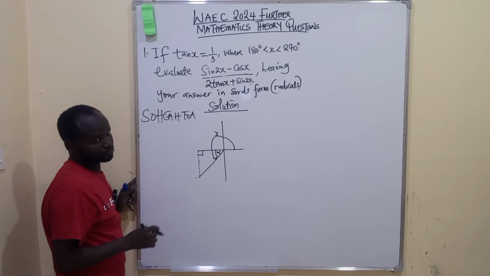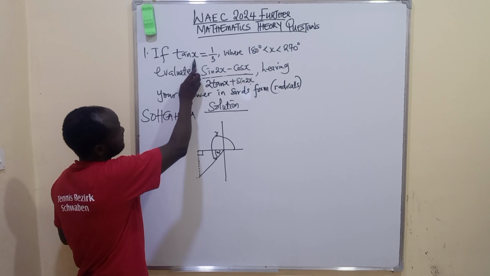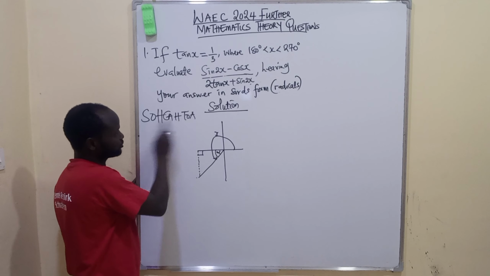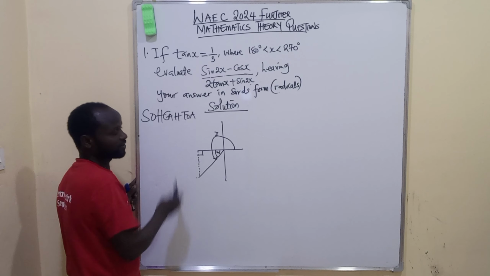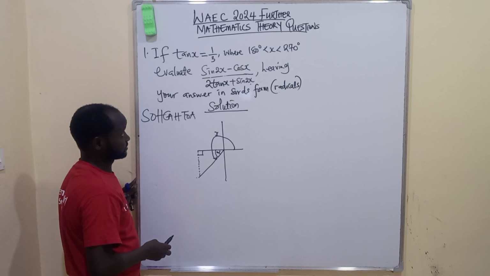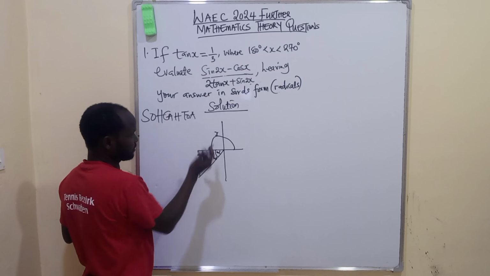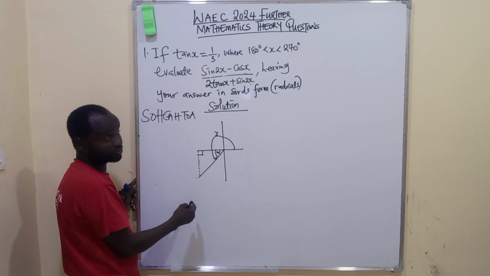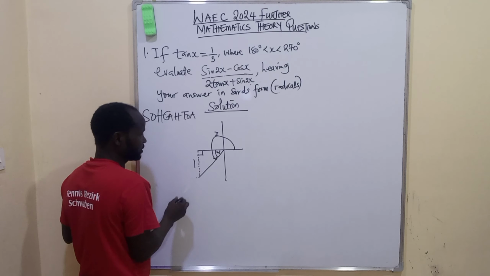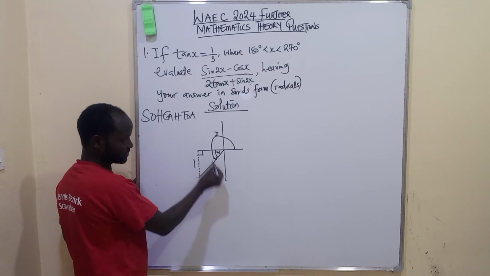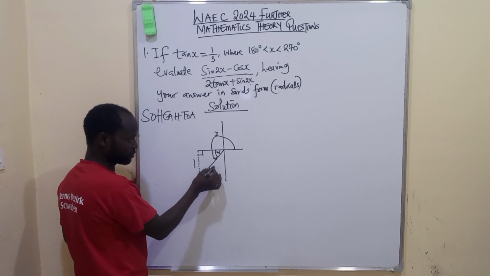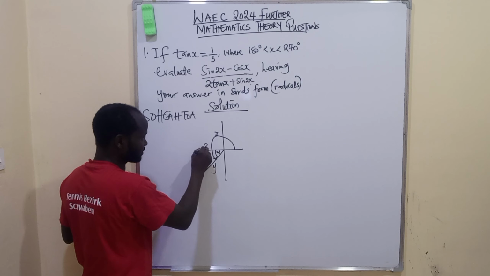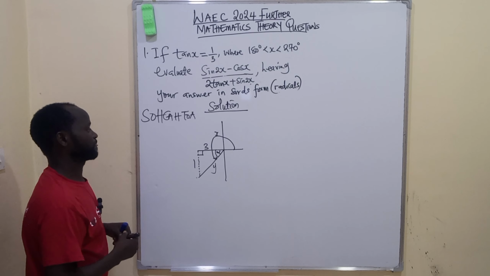from the question, we are told that tan x is 1 over 3. And tan, using SOHCAHTOA, is opposite over adjacent. Since this small angle alpha is facing this side, this will be our opposite, so here will be 1. Angle 90 degrees is facing this side, so here will be our hypotenuse, which we don't know, so let the hypotenuse be y. Then the adjacent will, of course, be this side here.